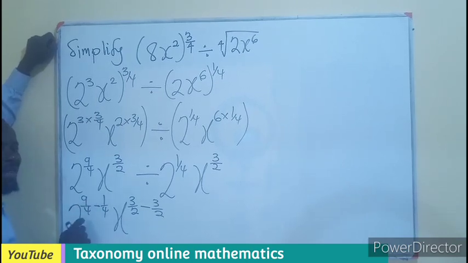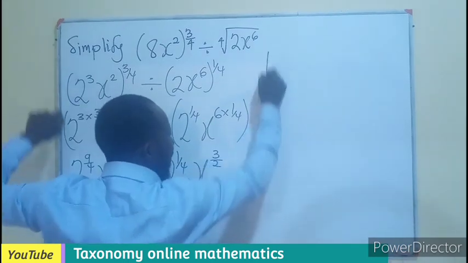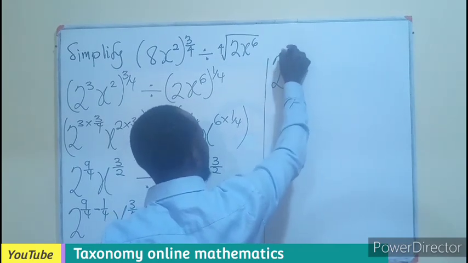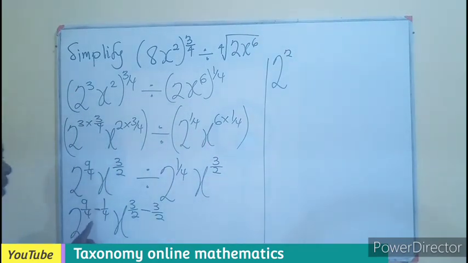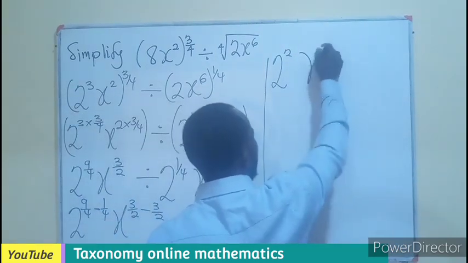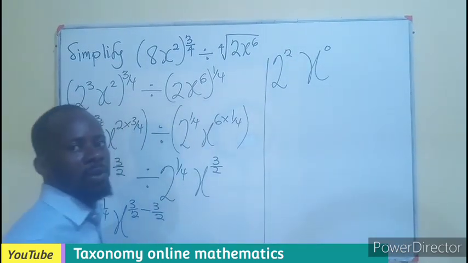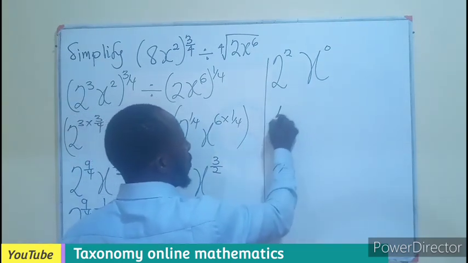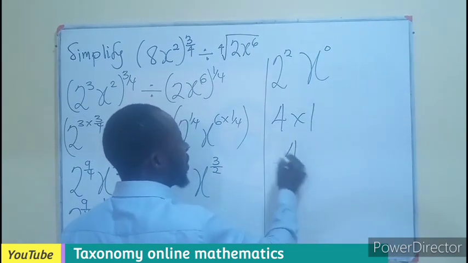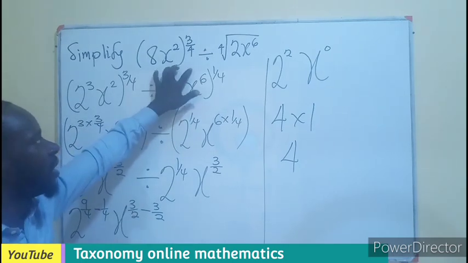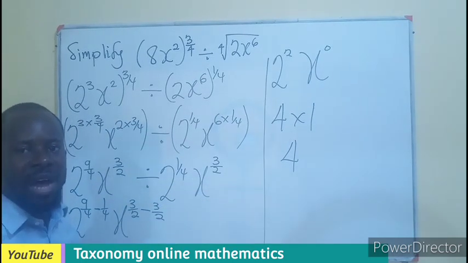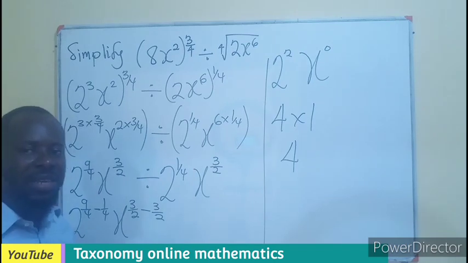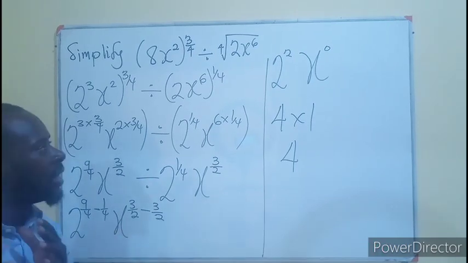That will give us 8 over 4, and 8 over 4 will give us 2, meaning that is going to be 2 exponent 2. Here we have the same number being subtracted, and that will give you x exponent what? 0. So in this case we are going to have 4 times what? 1, which will give us what? 4. So in order to simplify this, we will arrive at 4 as a value. So this is one way of simplifying indices, just following the law.